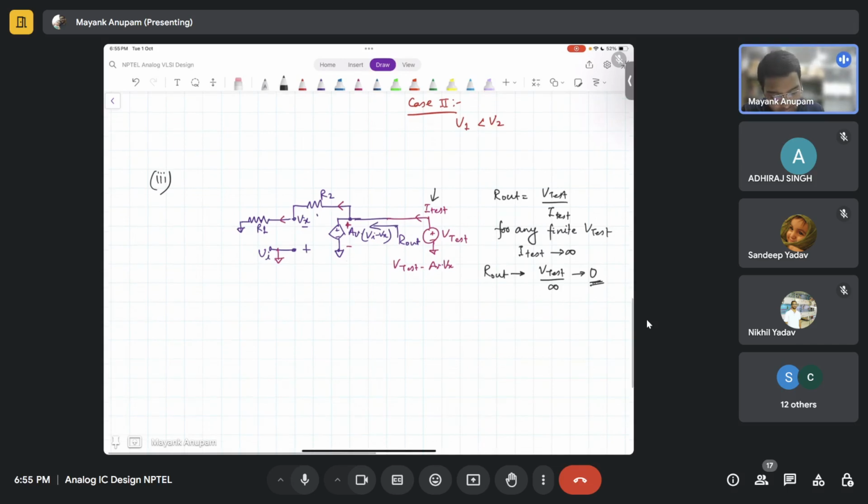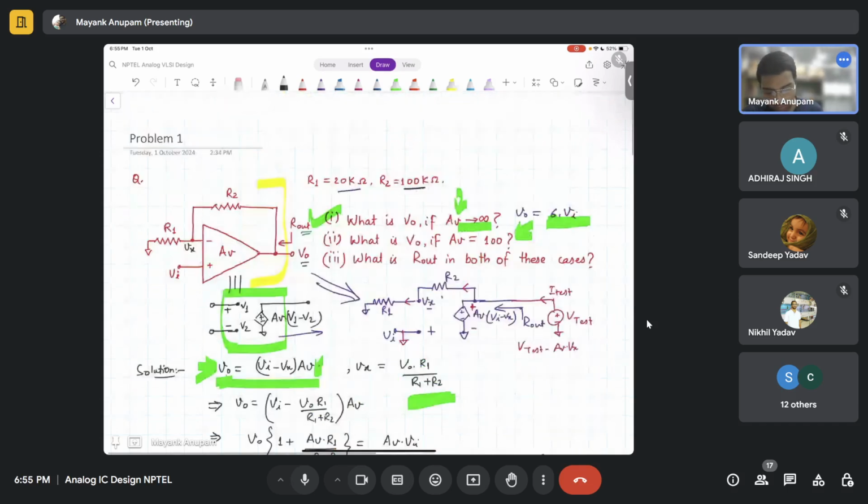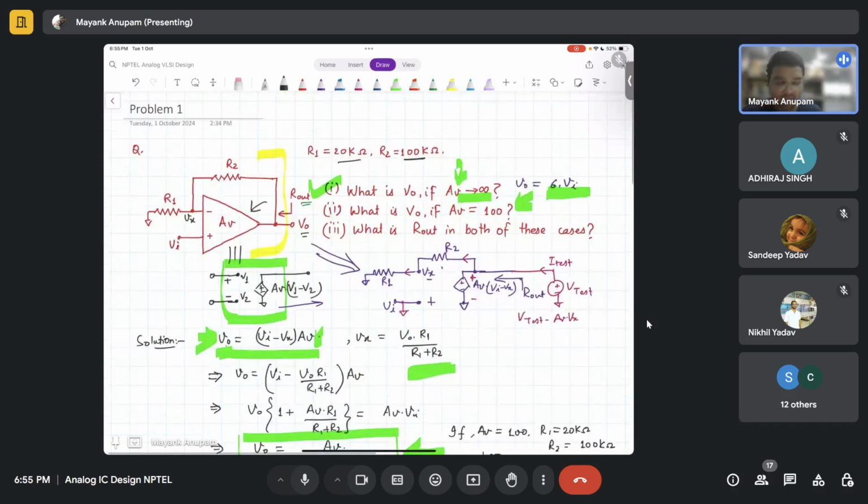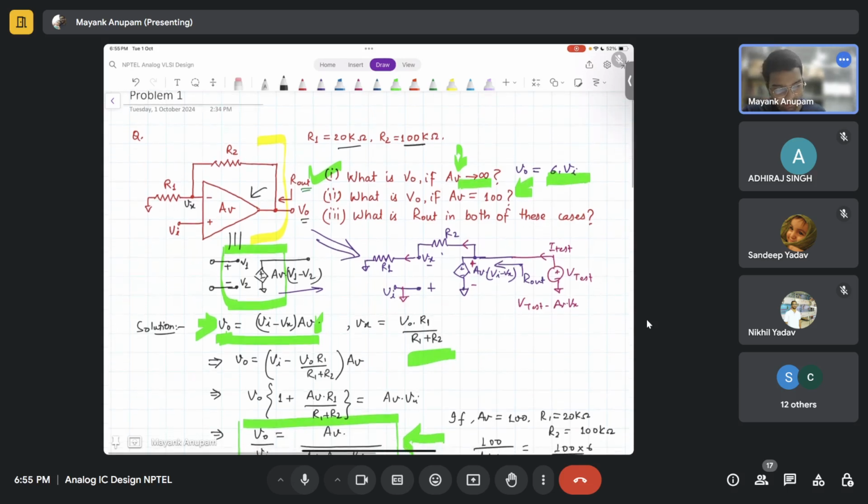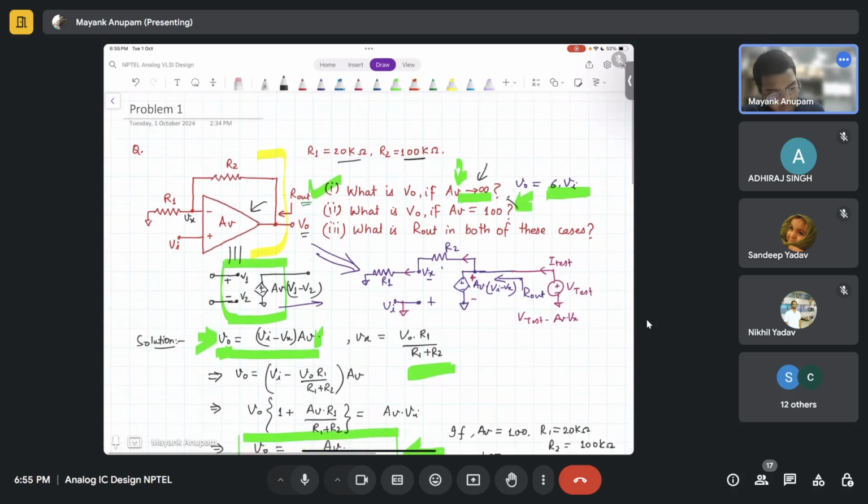So here also it's a voltage controlled voltage source, and from the output side, it's a voltage source, right? It's a voltage source at the output side, so the output resistance will always be 0. No doubts there. It doesn't matter whether the gain is infinity or not. So in both these conditions, the output resistance will be 0. Okay.